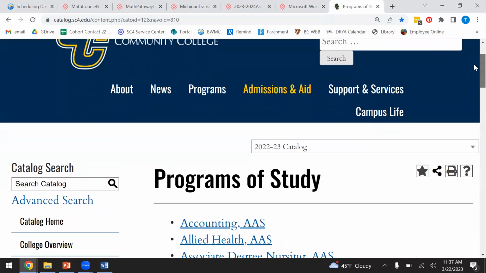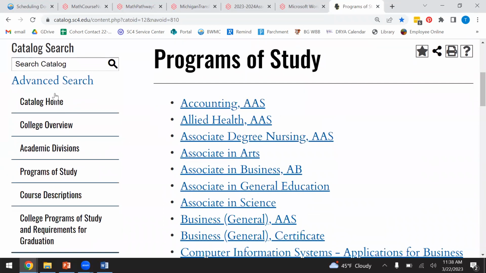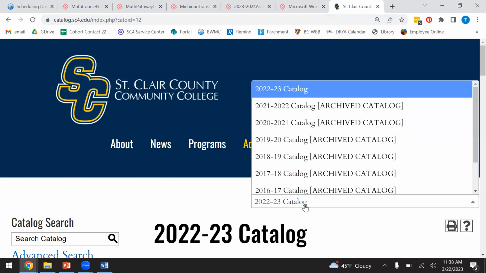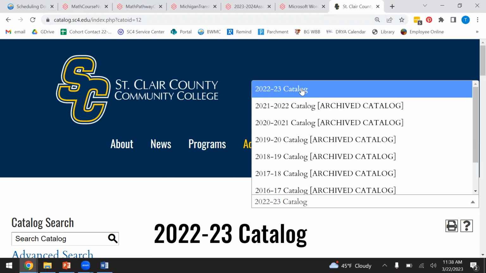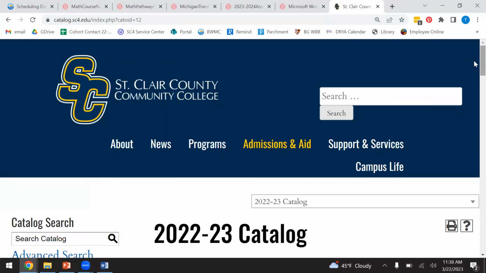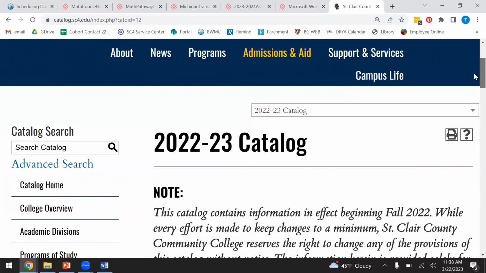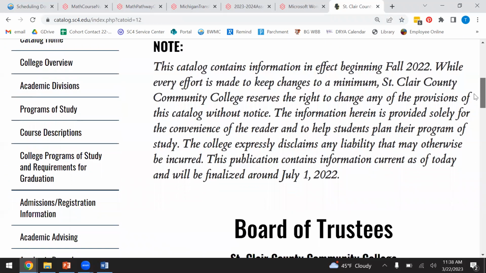So each year, the course catalog is updated and is listed on the SC4 website. So you could always go to catalog.sc4.edu to find that. And then you can use this drop-down menu to select which catalog you're working with. I'm going to use the most current 2022-2023 catalog. This will be updated in the 23-24 school year, and with these changes to the math, that'll all be reflected in the new catalog.